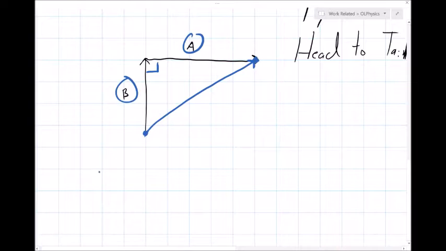And it's by this simple formula. So we have A squared plus B squared equals C squared, where A and B are the non-hypotenuse sides of your triangle, and where C is your hypotenuse.